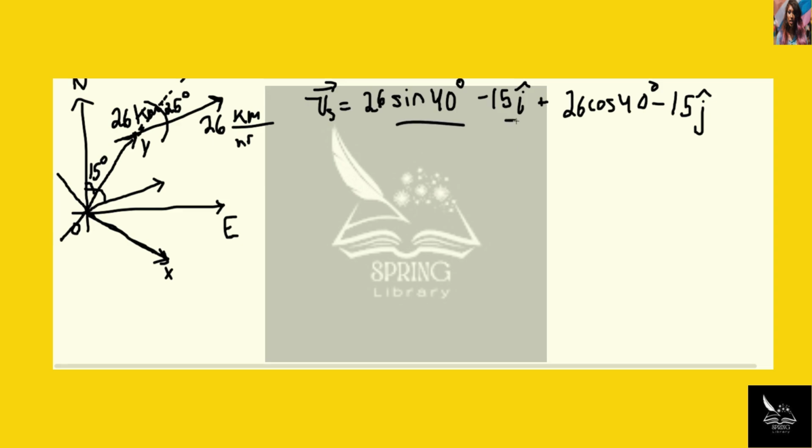And then if we clean these up and combine them, we get the velocity of the ship, and we've got a nice unit vector notation cleaned up as 10.99 in the I direction, plus 23.56 in the J direction. There's our unit vector. Cool.